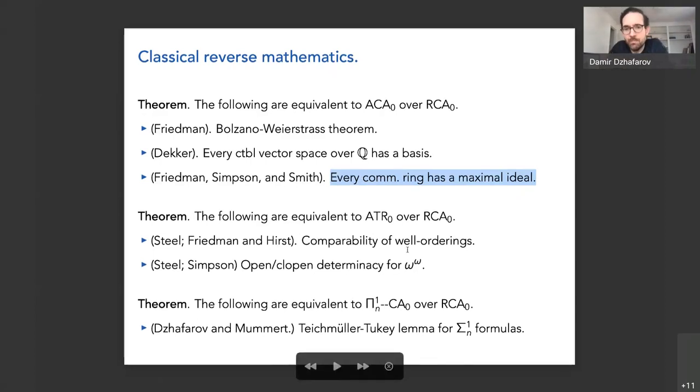Here are some theorems equivalent to ATR₀: comparability of well orderings, open and clopen determinacy, and then as you go on up, there are more and more complicated theorems that are more and more esoteric, or they become set theoretic, and then you're moving into descriptive set theory and so on. Things get more complicated as you move on. But what this is illustrating is what's often called the Big Five phenomenon.